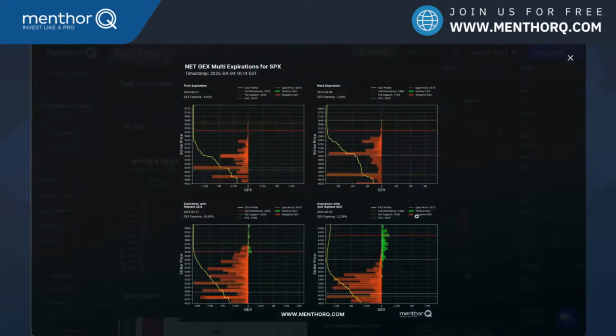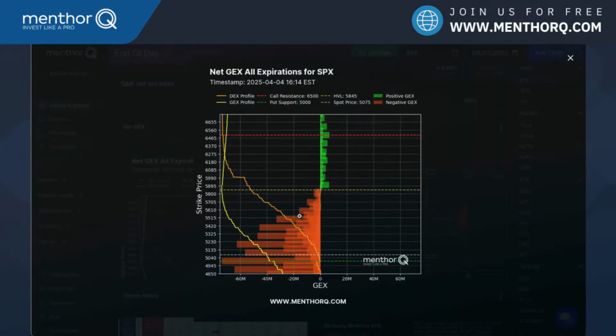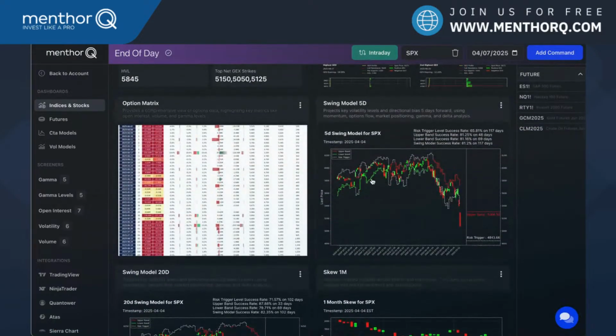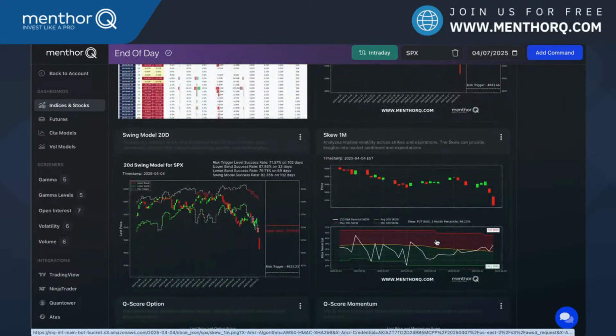If we look at the different expirations in the multi-expiry chart here, we see that we are bearish on puts. And I think one of the interesting parts is that the high vol level is at 5,845. So from the price we are at now until 5,845, we don't see a lot of positive positioning here. So that's a very, very important piece of data to look at. And of course, we have a swing model, we have a skew chart.